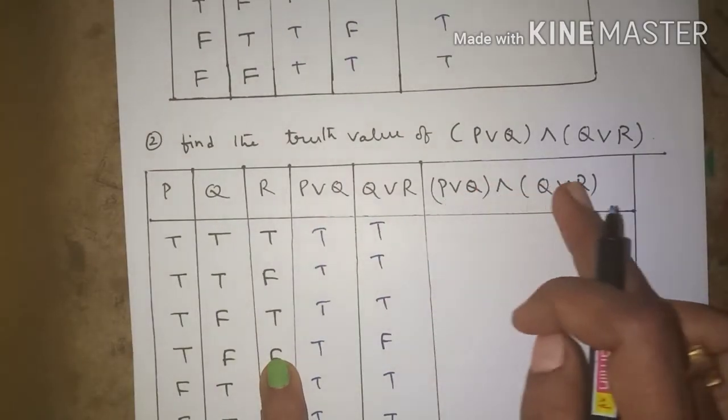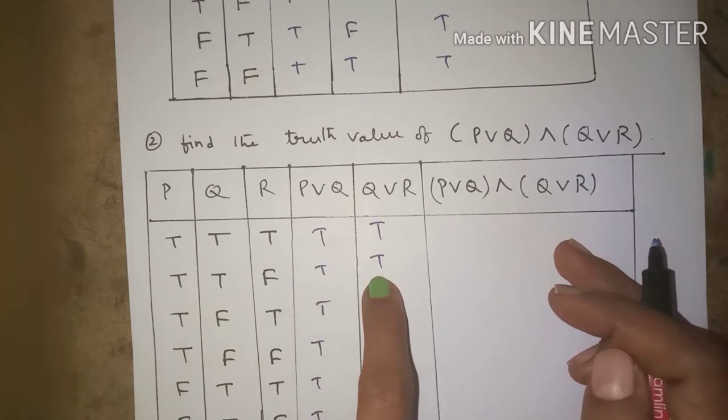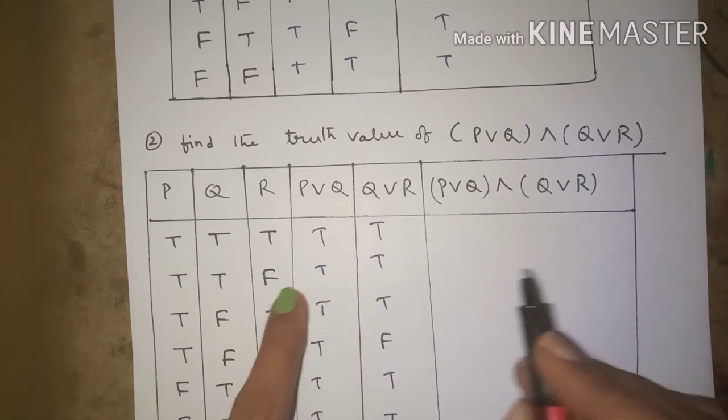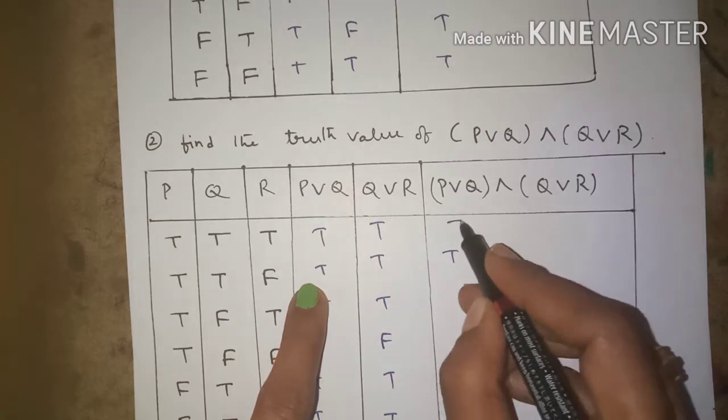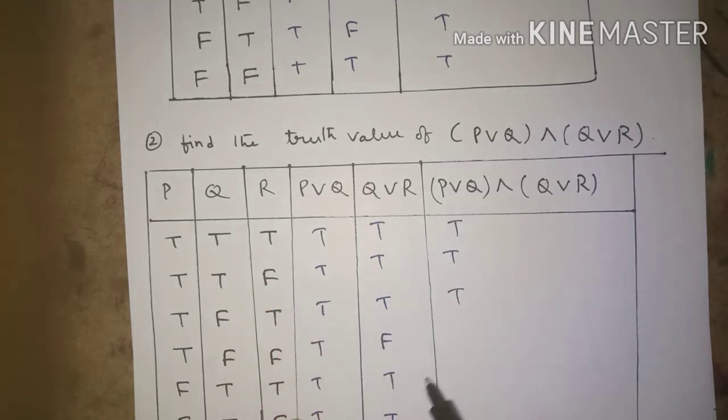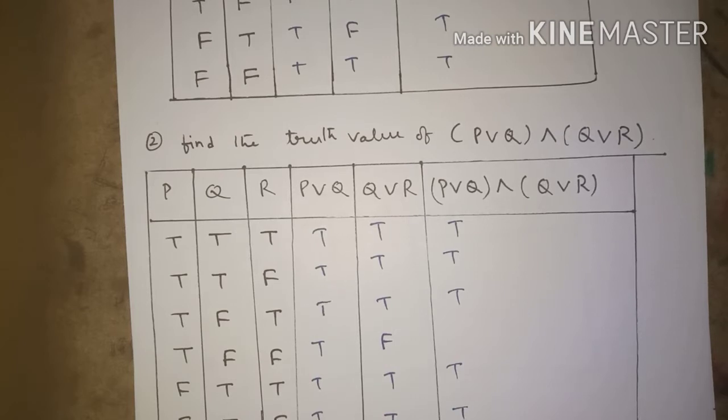Now this and this. When will you say it is T? If TT, T. In the remaining cases it is F. Like this we have to do.